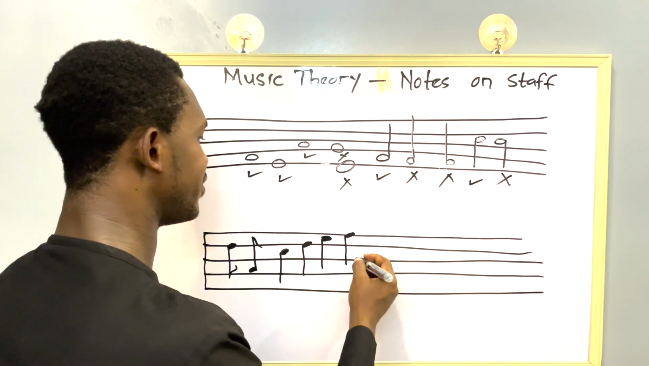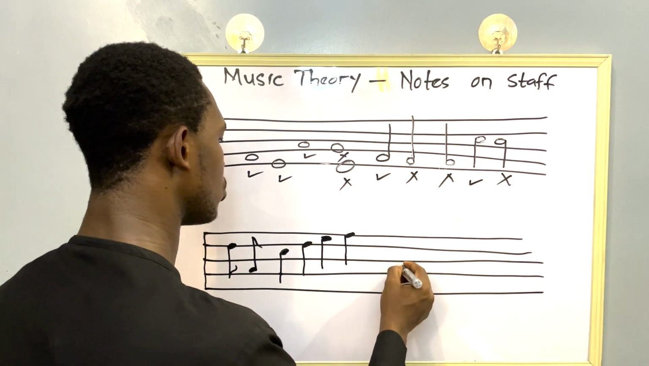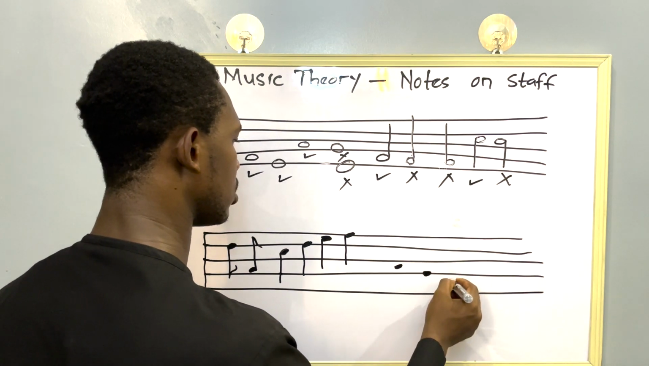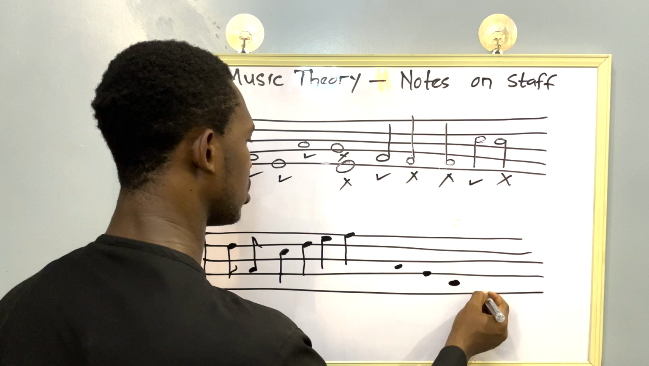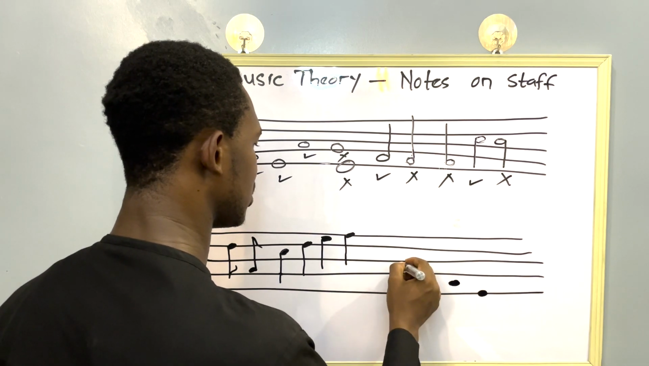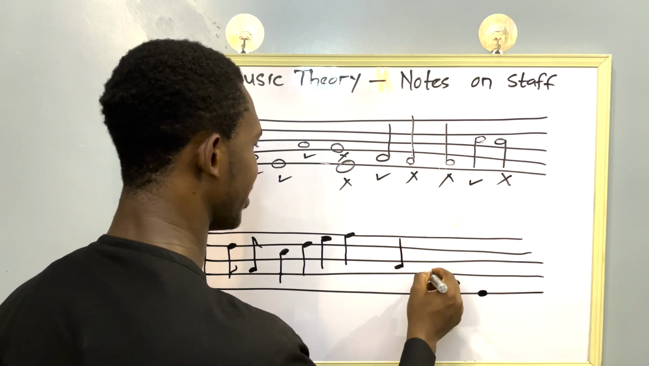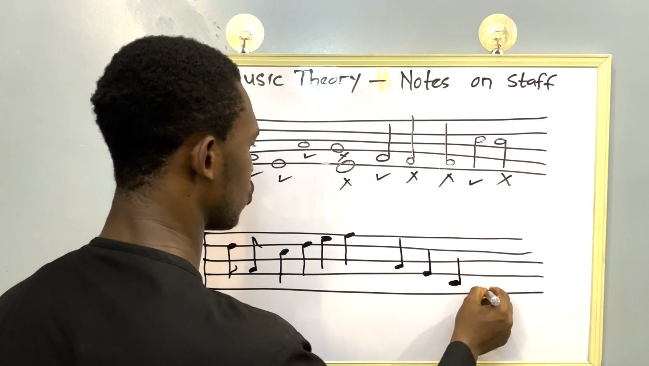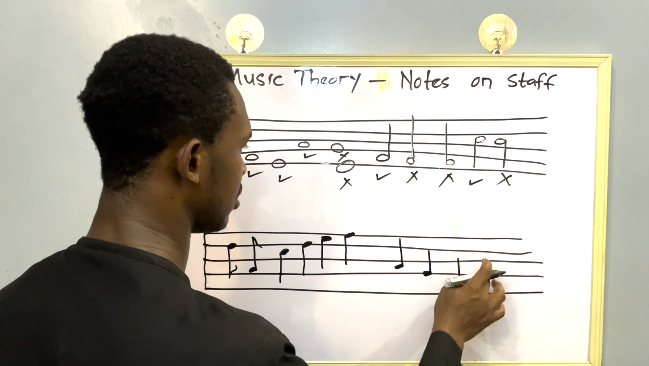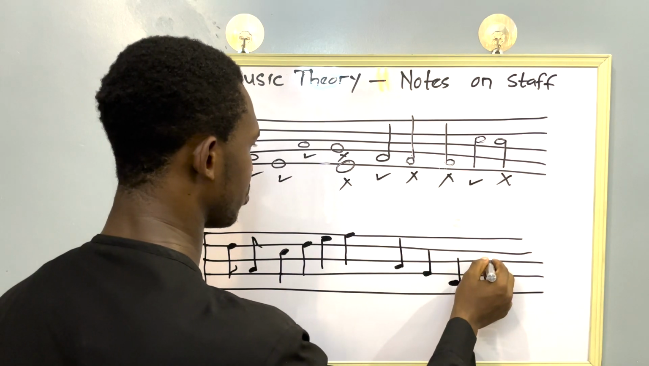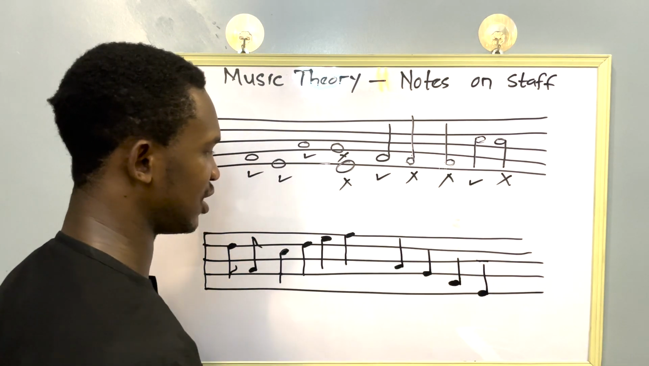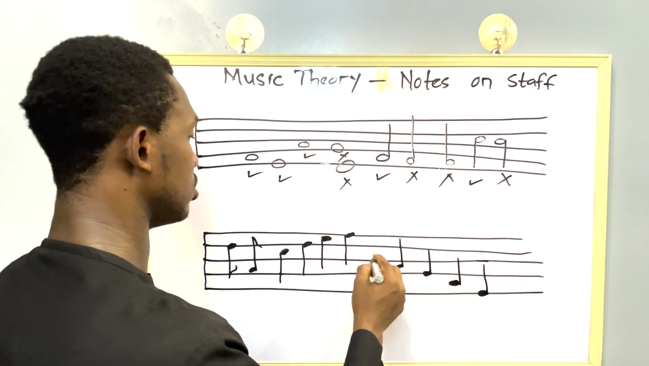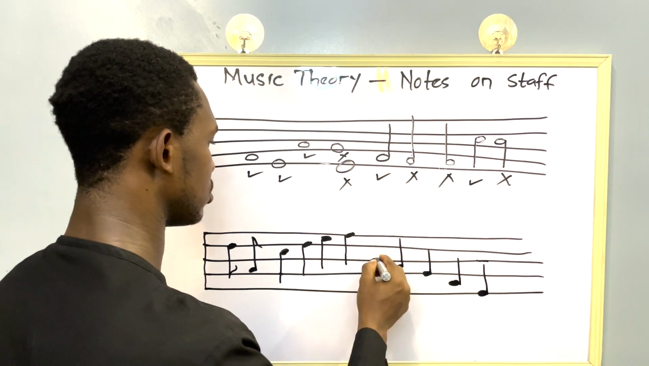Now, if the note is below the third line, the stem goes up by the right. All right, stem goes up by the right. It is important to note this third line rule. So what if the note falls on the third line itself?